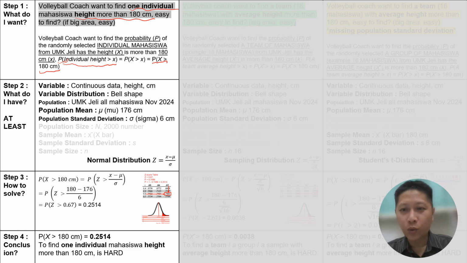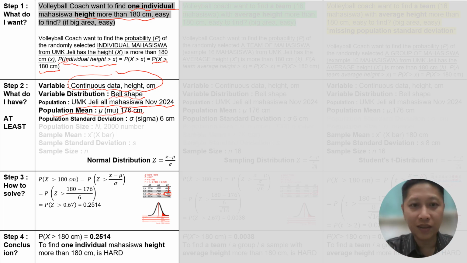Step number 2, what do I have? Let's check. We have continuous data, the height in cm. We assume that our distribution is bell-shaped because extreme cases, a very tall person, are not many. A very short person, not many. Average height, yes, a lot. We have a bell shape. The population is from UMK Jeli campus, all mahasiswa, November 2024. We know that our population mean, the average given by the pentadbiran, let's say they give us this number, is 176 cm, average from these 2,000 students. And the plus minus standard deviation is 6 cm.